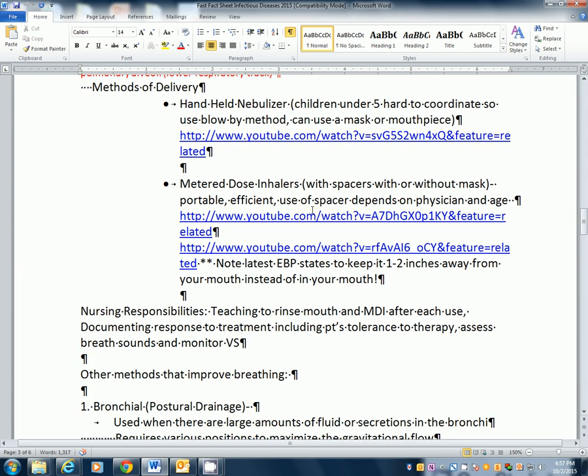The metered dose inhalers with spacers or without mask are portable, efficient, and the use of the spacer depends upon the physician and the age. But do note that the latest evidence-based practice again says to keep it 1 to 2 inches away from your mouth instead of in your mouth. And in children, it says, of course, the best thing to do for children is to use a spacer. So almost all children now use a spacer.